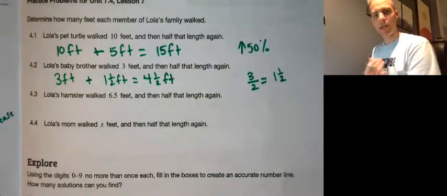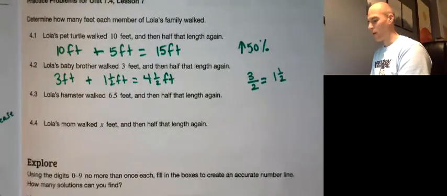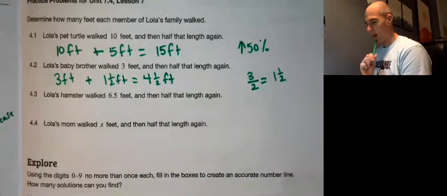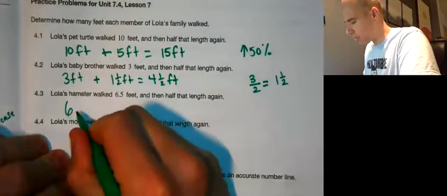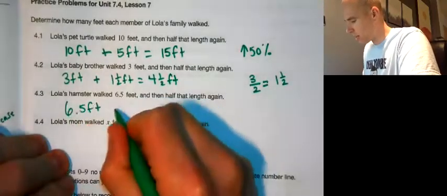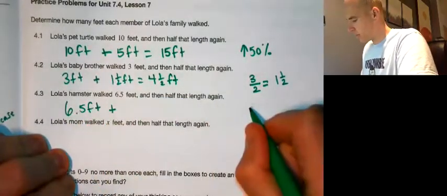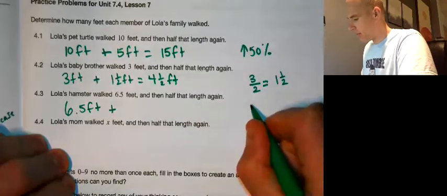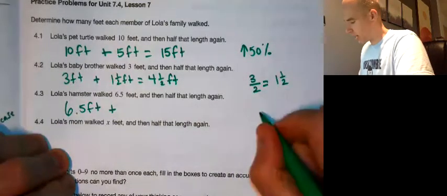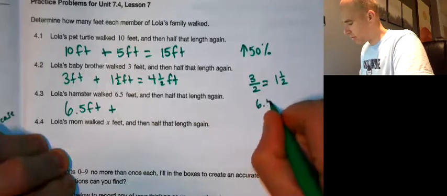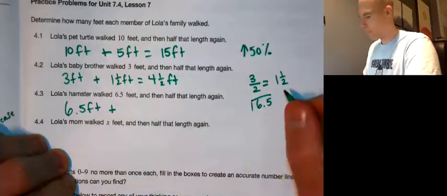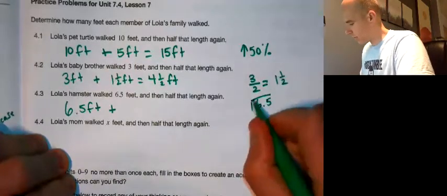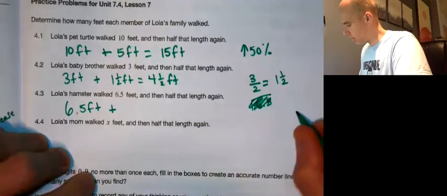Okay, 4.3 says Lola's hamster walked 6.5 feet and then half of that length again. So this is going to be 6.5 feet plus, we have to do 6.5 divided by 2. Okay, 6.5 divided by 2. It's going to get messy. I wrote this too high. So, no, I'm going to change this. I don't want to deal with that mess.